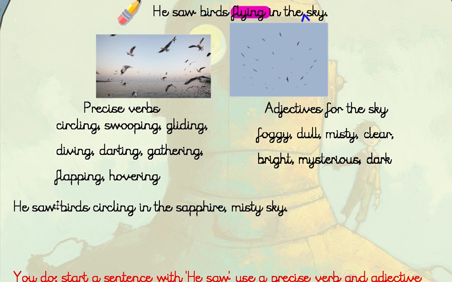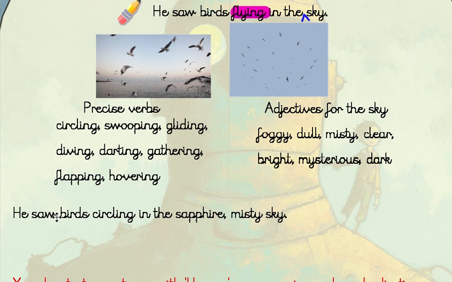I've used some of these precise verbs and adjectives. Have we made an improvement? So we've got he saw birds flying in the sky. Let's look at this one here. I'll get my highlighter. He saw birds. Now I've chosen my precise verb here, circling. And I've not just chosen one adjective, I've also chosen an adjective, a colour here. So colours can be adjectives. I've not just put blue though, I've said sapphire, so being more precise. Misty sky. He saw birds circling in the sapphire misty sky.